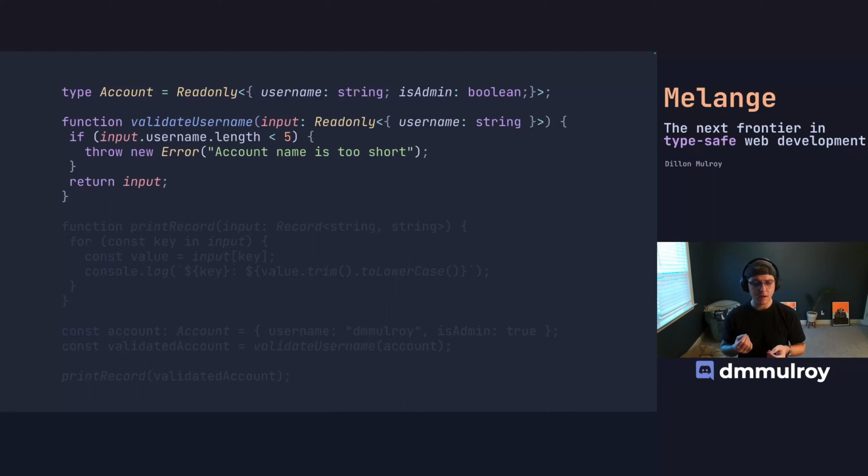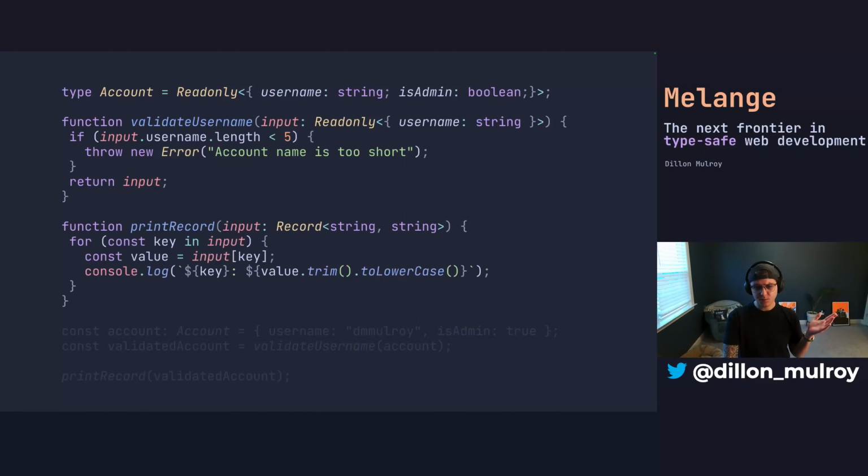Let's say we have a validate username helper. It's going to take in some data that has a username. We're just going to validate that the username has some length. We'll throw an error if it doesn't meet the validation. Otherwise, we'll return our value back out to the caller. Then we just have this pretty simple print record function. We're just going to essentially pretty print all the key values of our type.